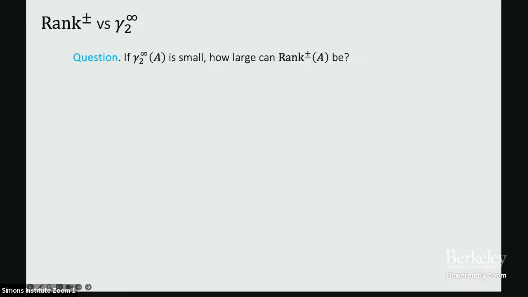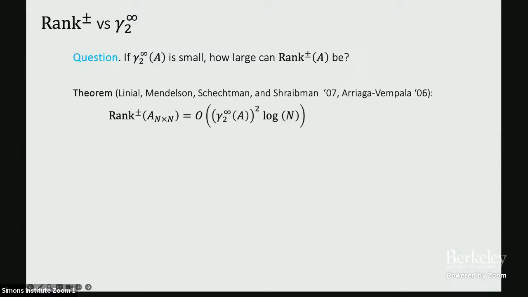Okay, so does anybody have intuition for this? Why one might hope the sign rank shouldn't be too big is because of dimensionality reduction. There is this result of Linial, Mendelson, Schechtman, Shraibman, and Arriaga, Vempala. We show that sign rank is always upper bounded by log of the size of the matrix times poly of the gamma 2 infinity.